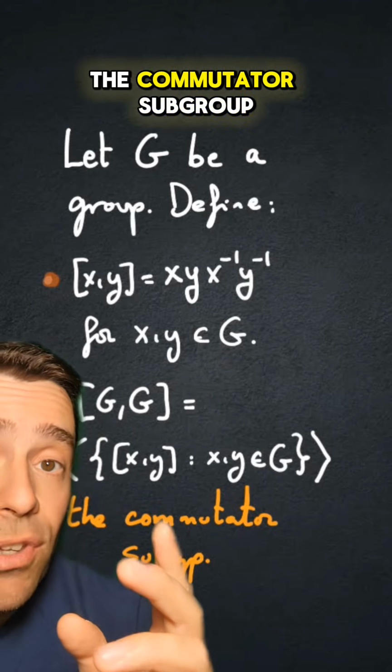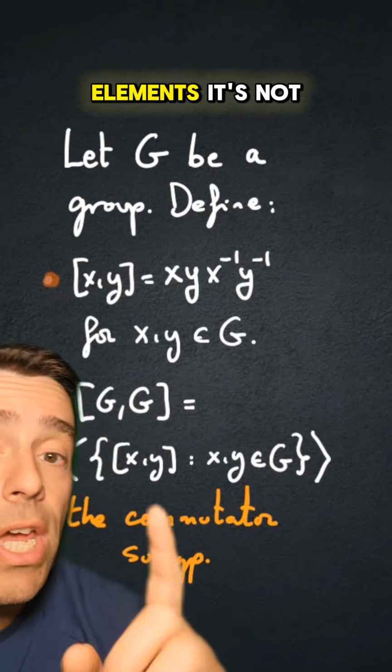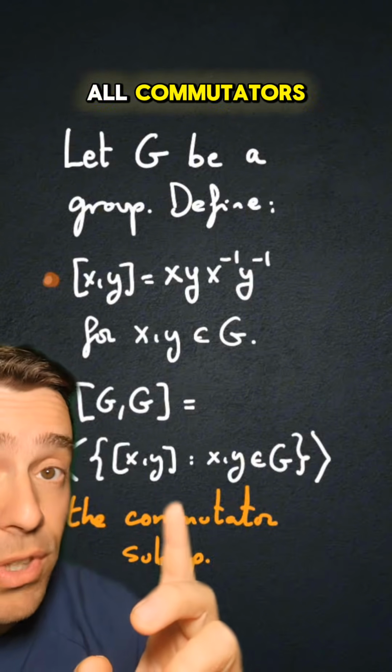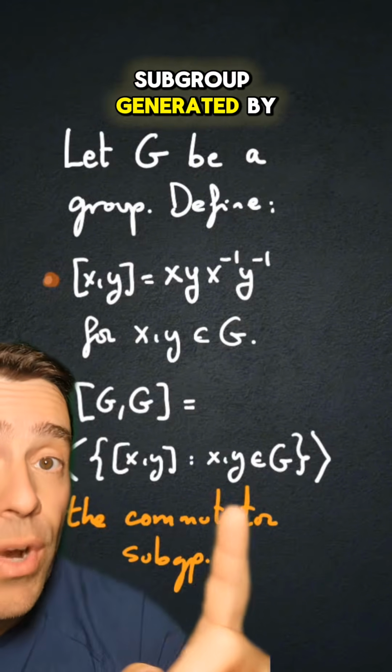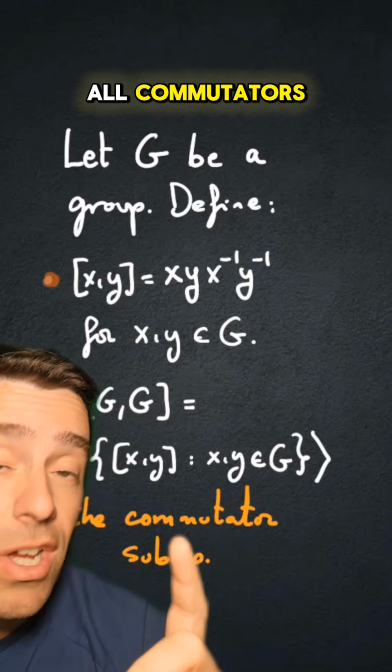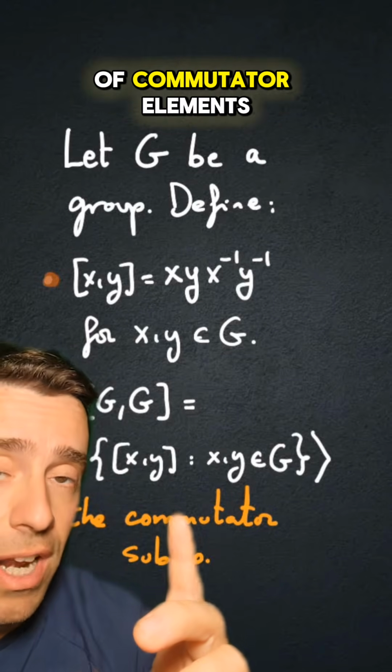And then the commutator subgroup is the subgroup generated by all commutator elements. It's not the set of all commutators, that's in general not a subgroup, but it's the subgroup generated by all commutators. So every element of the commutator subgroup is a product of commutator elements.